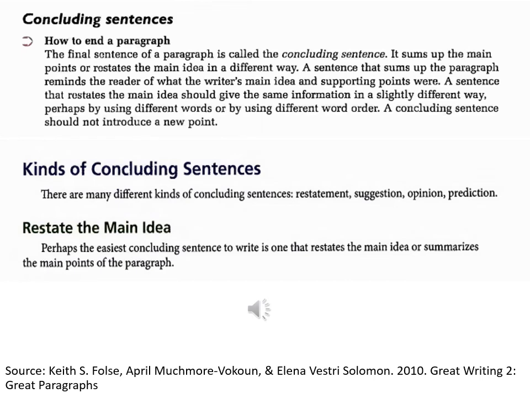Kinds of concluding sentences. Actually, there are many different kinds of concluding sentences. For example, restatement, suggestion, opinion, and prediction. You can restate the main idea, and perhaps the easiest concluding sentence to write is one that restates the main idea or summarizes the main points of the paragraph.